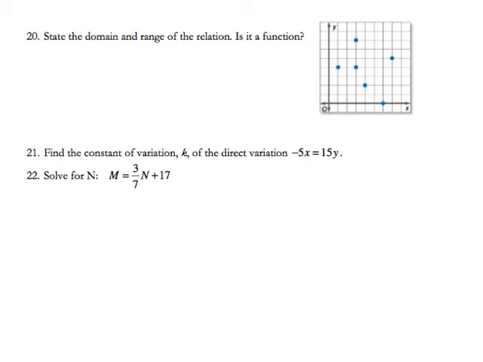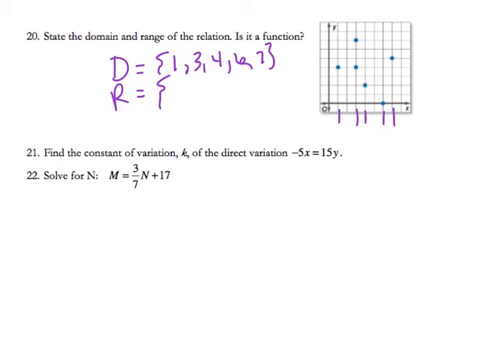Okay, number 20. State the domain and range of the relation. So this is like the same thing. The difference is that I have to recognize how to find the domain and range from a graph rather than from a set of ordered pairs. So the domain is going to be the x's. So I'm just going to put little lines underneath the ones that have points. So that's 1, 3, 4, 6, and 7. 1, 3, 4, 6, and 7 is the domain.